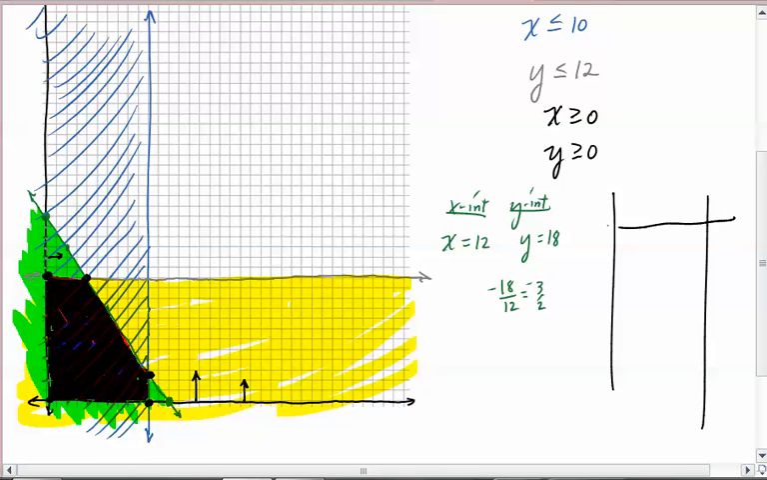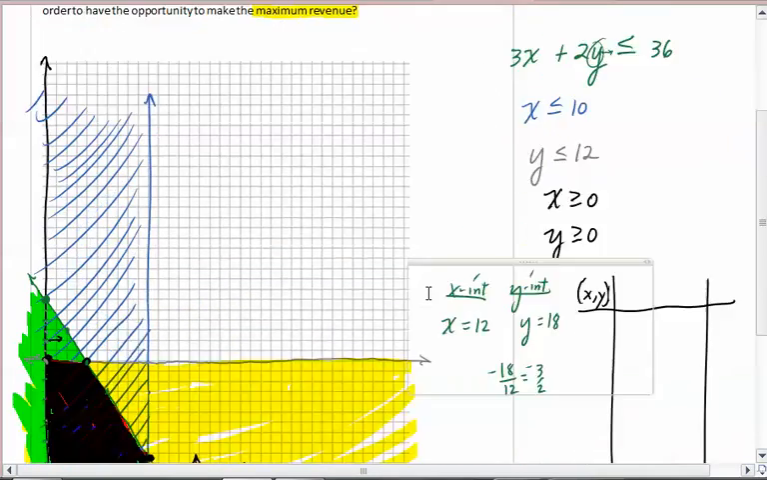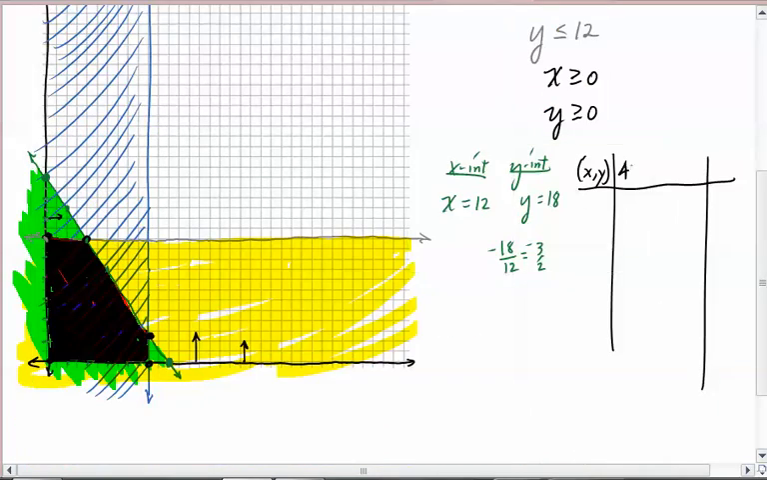So let's take a look at what my table is going to be. My table is basically going to be the vertices here and my objective function, which was 45x plus 35y. My question is, how can I maximize? Okay, so I have a point at 0, 0. We're going to start there. I have a point at 10, 0. That's the name of this point.